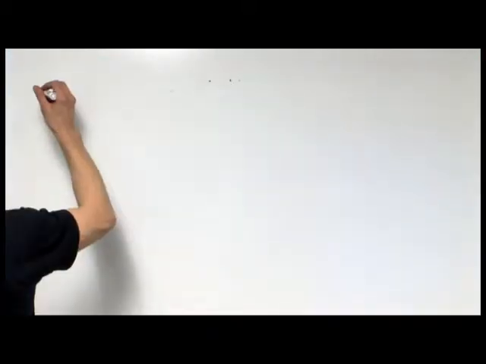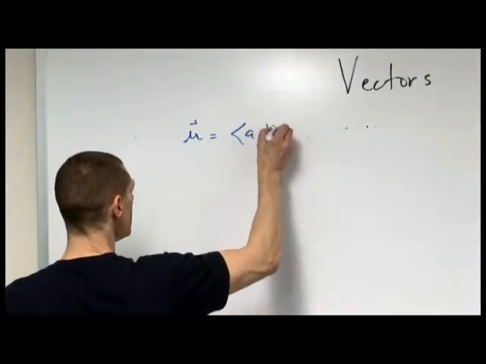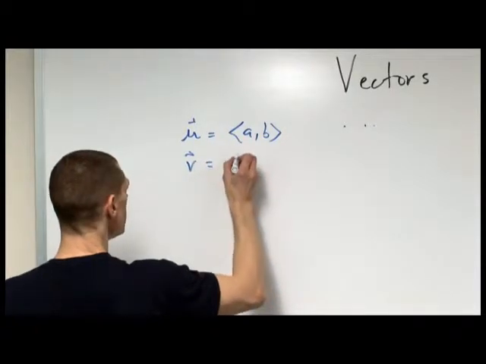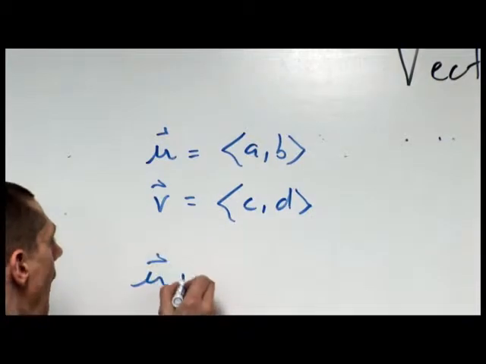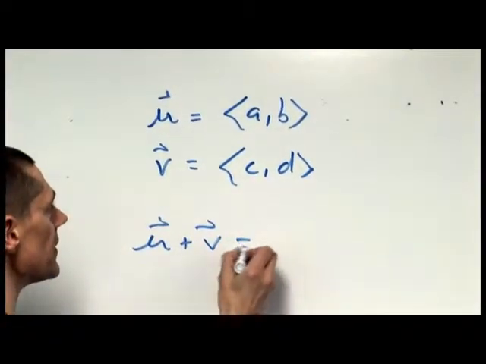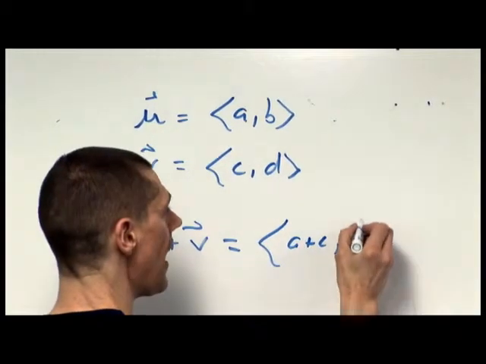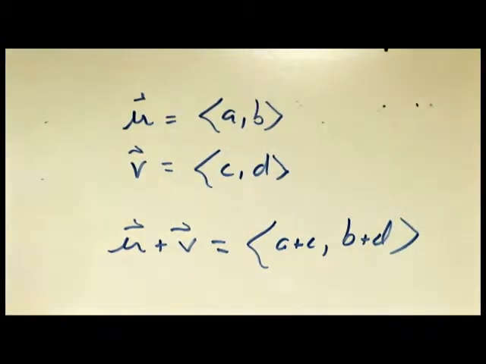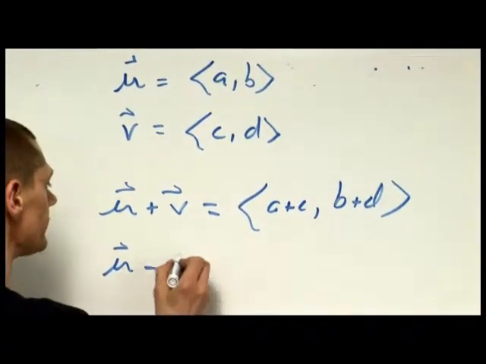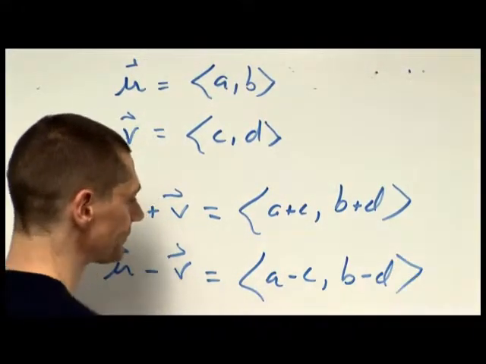Okay, so if you have vectors, let's let u be (a, b), and v equal (c, d). Then vectors add like this, componentwise. It's this part and this part. This is a plus c and b plus d. Pretty simple. Minus, I'll do it, what the heck. This is a minus c, b minus d.